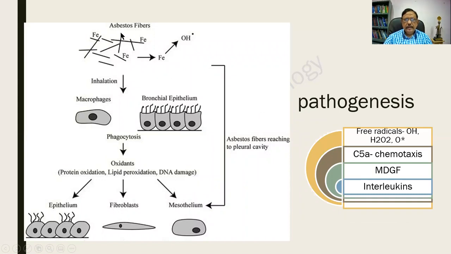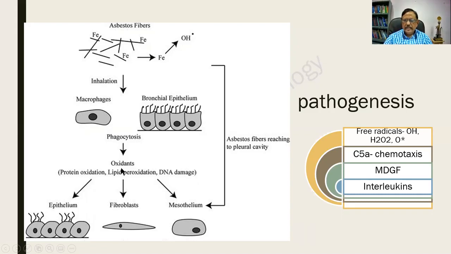Pathogenesis, it is here. The asbestos fibers combine with the iron to form the asbestos bodies. And these will lead to the production of free radicals. Please remember this word, free radical. It has got an unpaired electron. So hydroxyl is one. There are the other free radicals, hydrogen peroxide and oxygen radical. And once it is there, it goes inside. It is phagocytosed by the macrophages and it will lead to various damage such as lipid peroxidation and DNA damage.